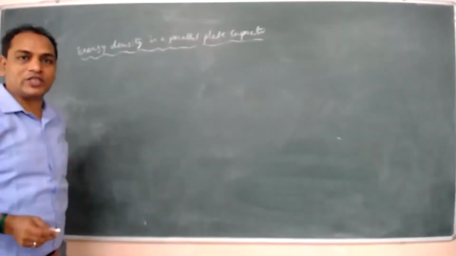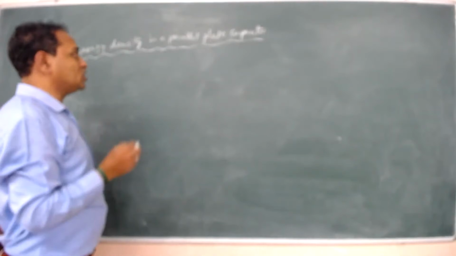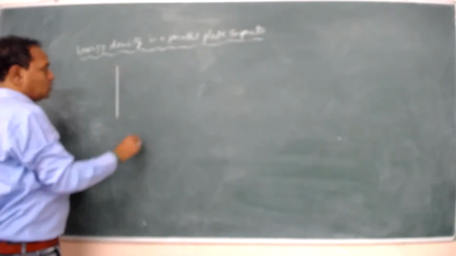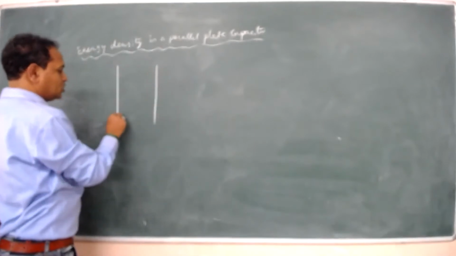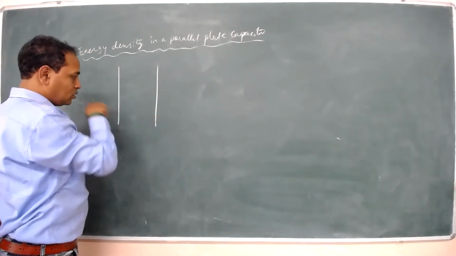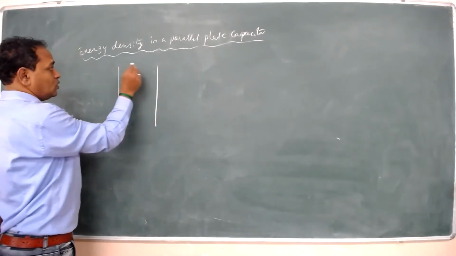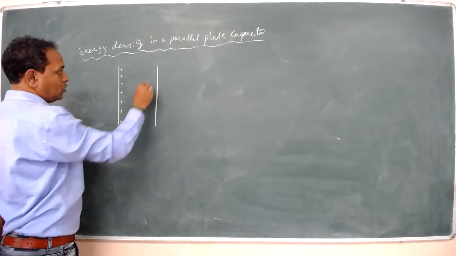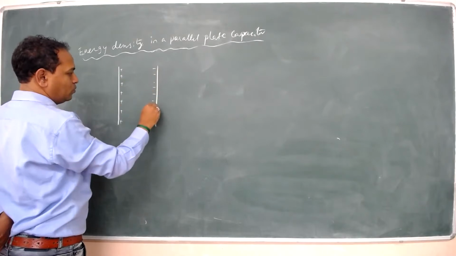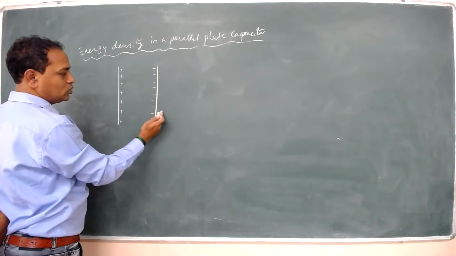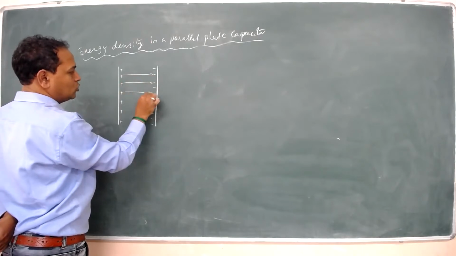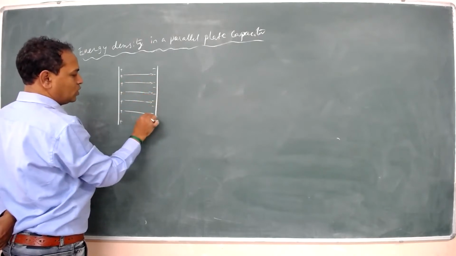Let us calculate the expression for the energy density in a parallel plate capacitor. As we know, this is a parallel plate capacitor. If this is positive and this is negative, the electric field lines will move from positive to negative. We know this very well.